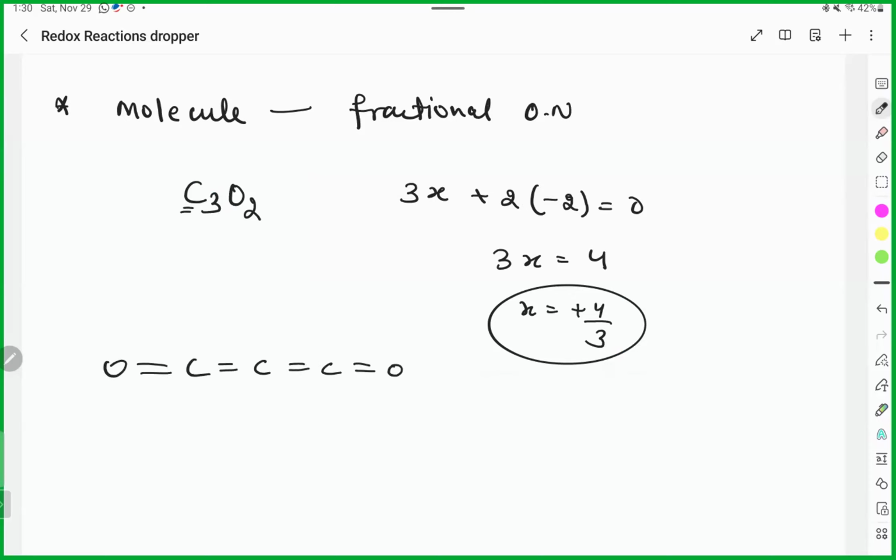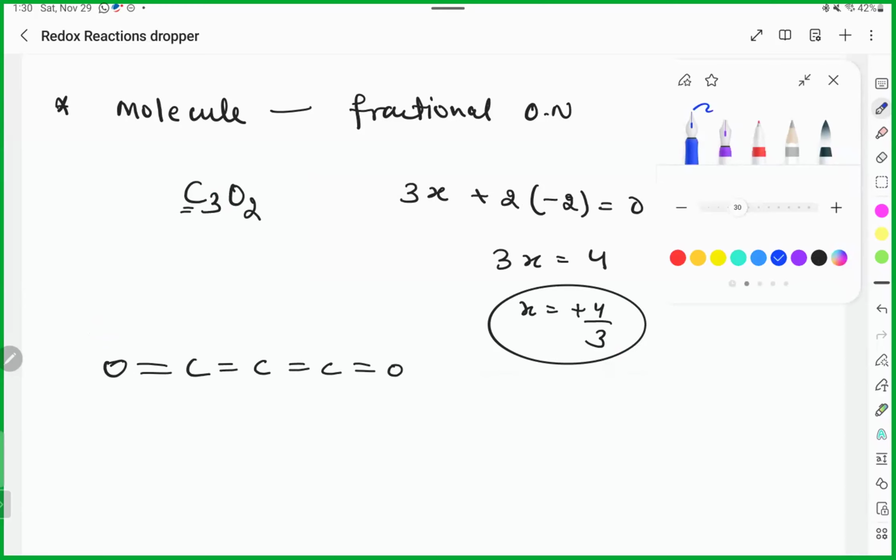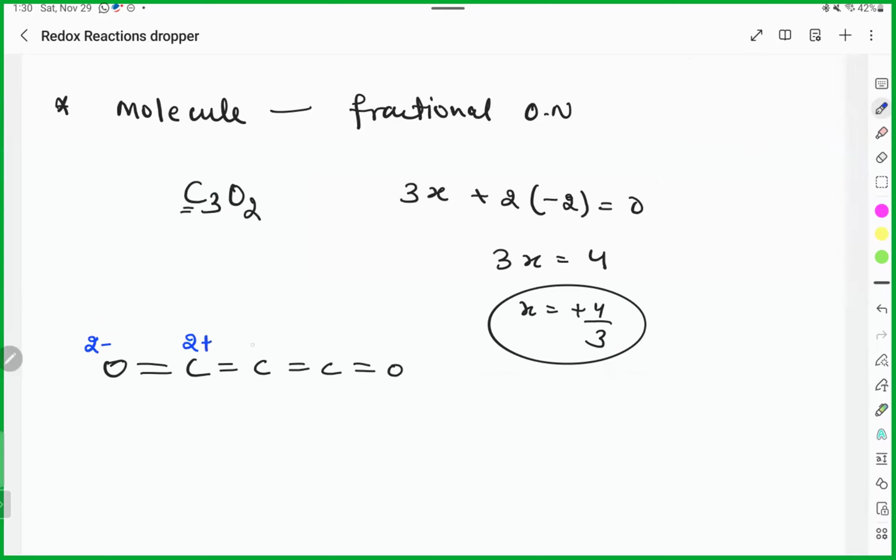You have 3 carbon, 2 oxygen. You know this oxygen has -2 charge, so the carbon will have +2. This -2 will have +2, and this carbon does not have any charge. So you are actually calculating an average. This is the average oxidation number. In reality, there is no fraction, but when you take the full molecule, there is a fraction.